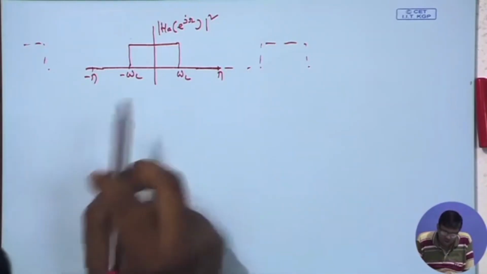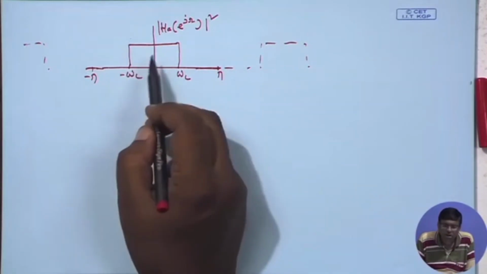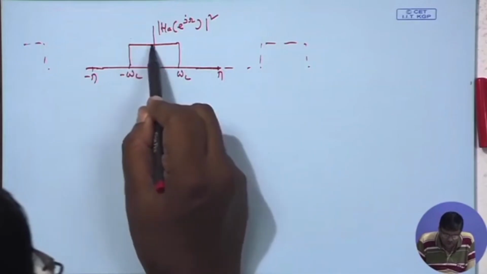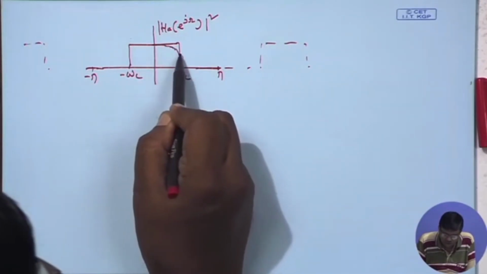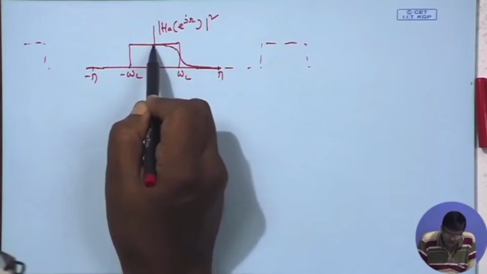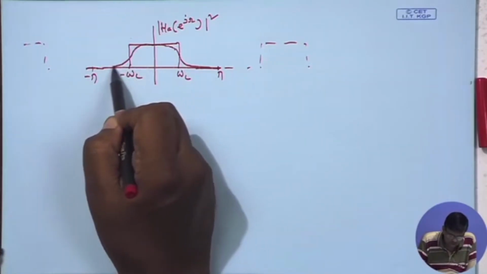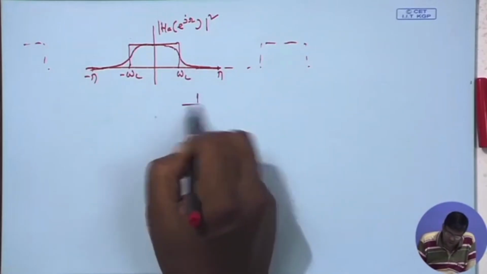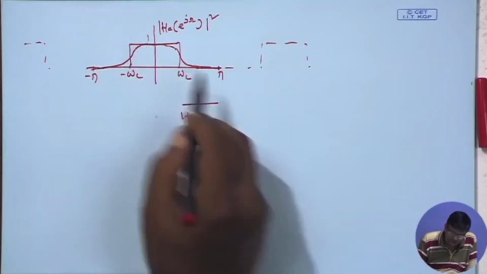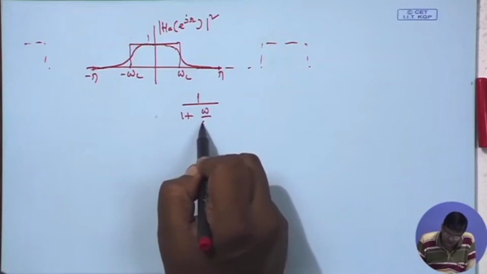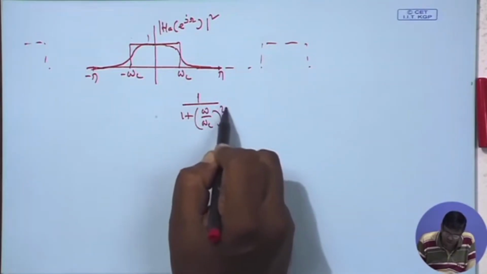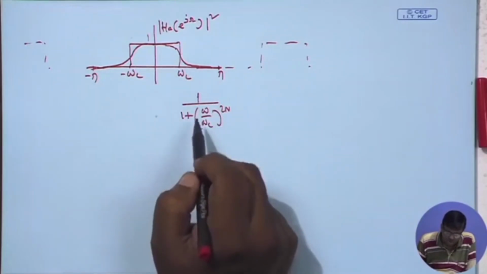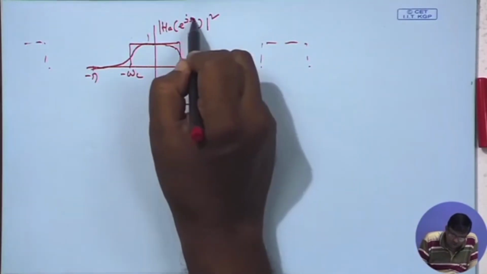But for an ideal low pass filter, suppose I want to design a Butterworth filter. Therefore, this will be approximated by a function like this. What is this function? As before, it is 1 over 1 plus omega by omega c whole to the power 2n, if it is a 2nth order function. Sorry, this is small omega, I am very sorry.